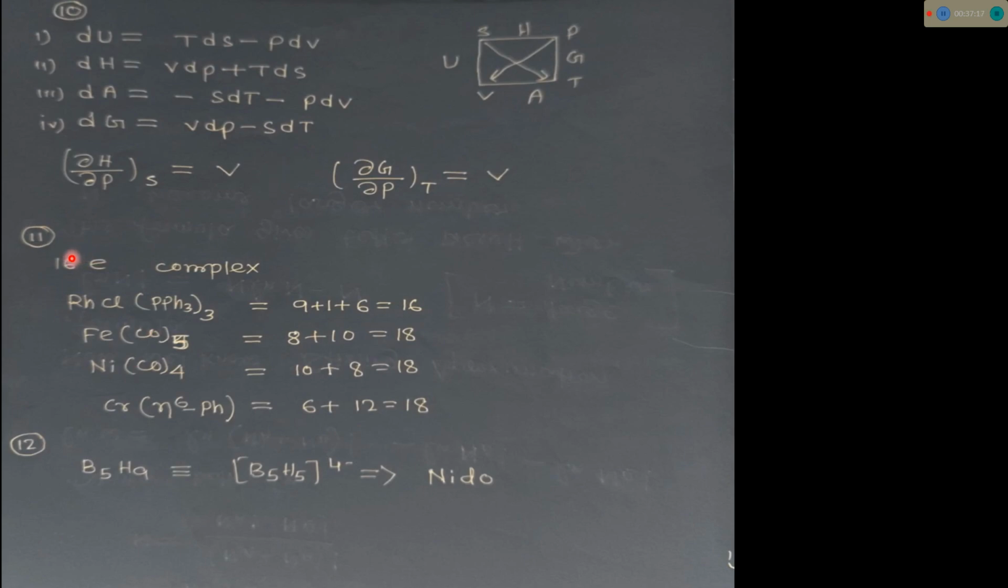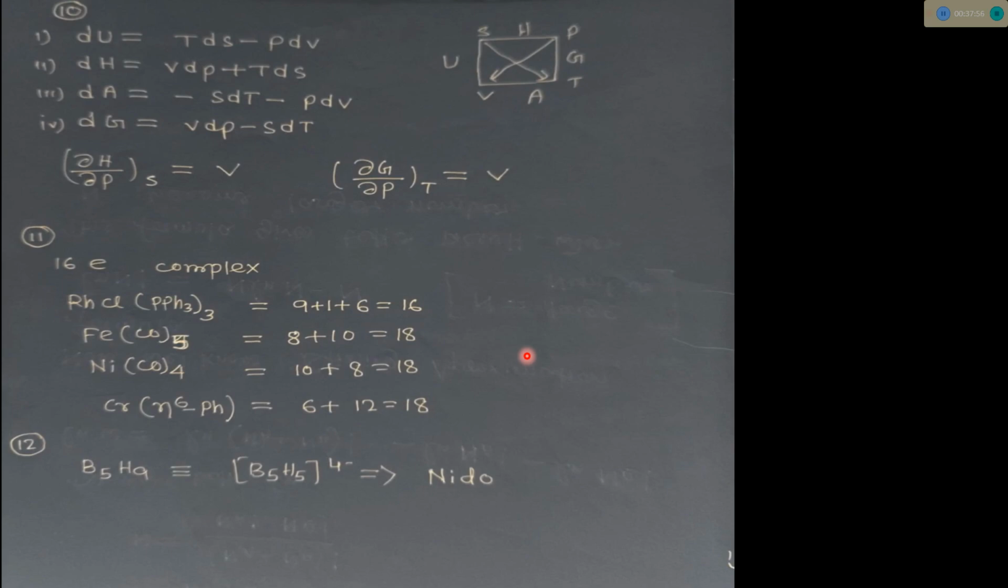One question was related to inorganic coordination chemistry. We have to find the 16 electron complex. 4 complexes are given, and we have to find the 16 electron complex. If we calculate the electron count of these 4 complexes, we will find only this rhodium chloride triphenylphosphine will be the 16 electron complex, the other 3 are 18 electron complexes.